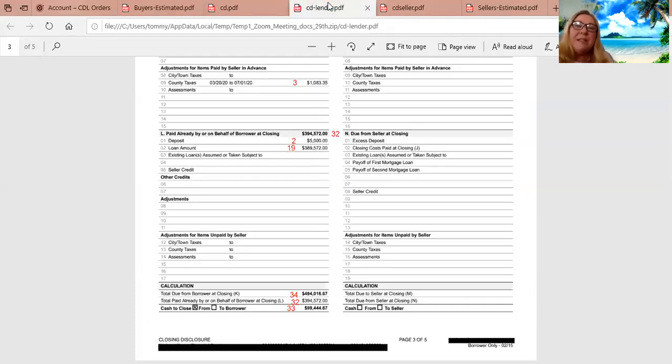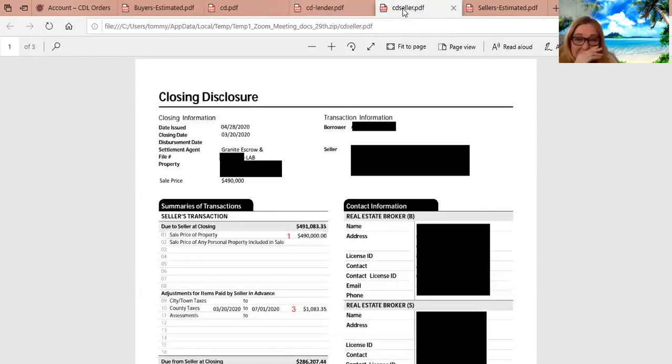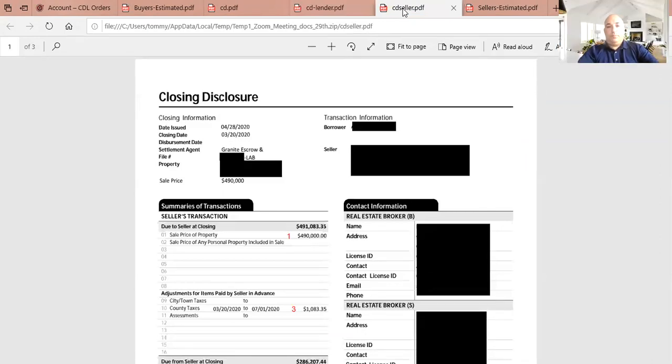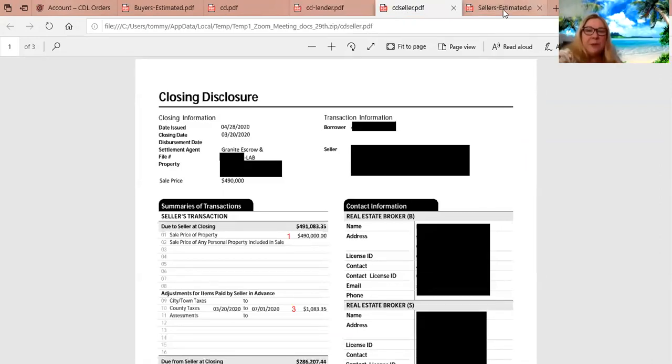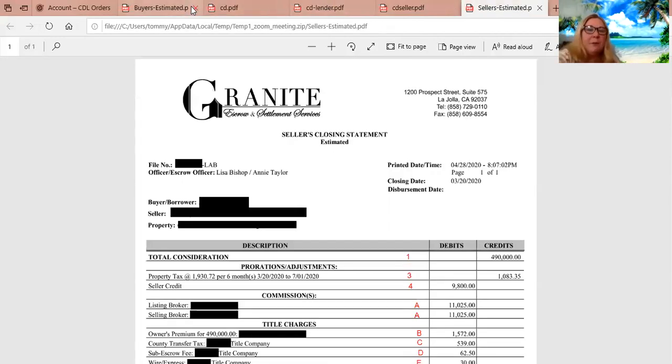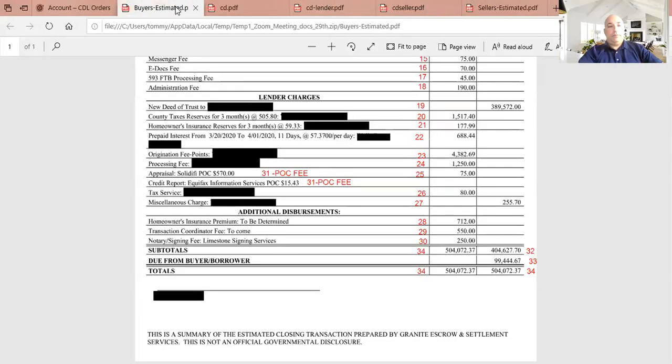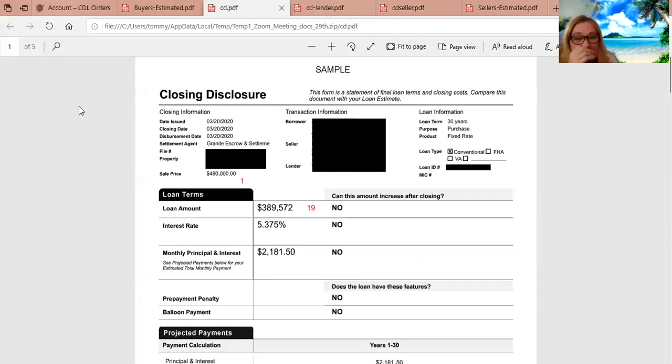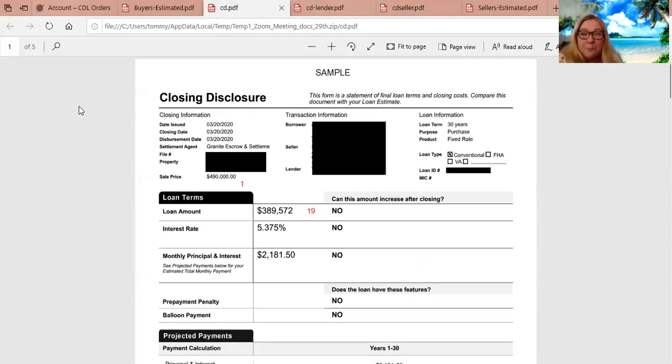Now I did a CD from our company. Tony, just to the left, go to the CD. To the left, that's the seller's. Go to the one to the left. The other way, your other left. There you go. The buyer one? Over one. There's one right there. Okay, so this is a CD from Escrow.